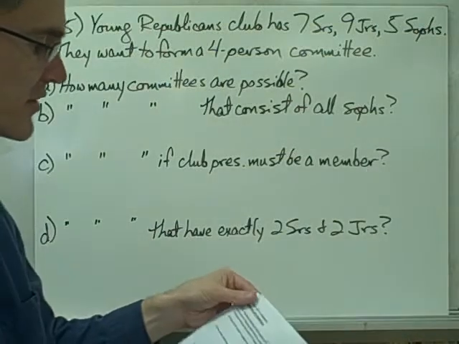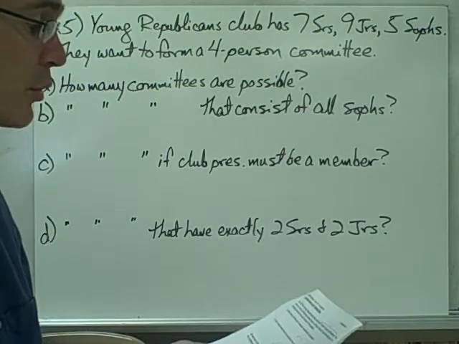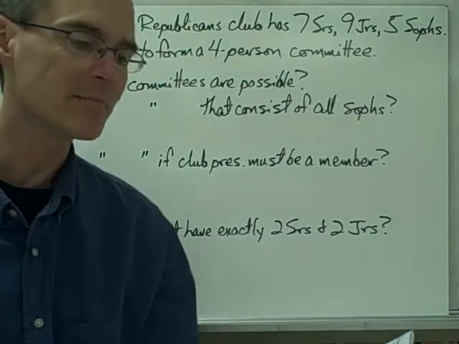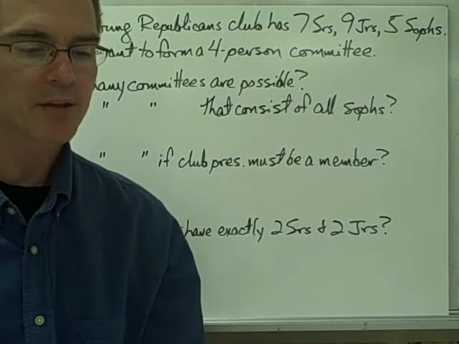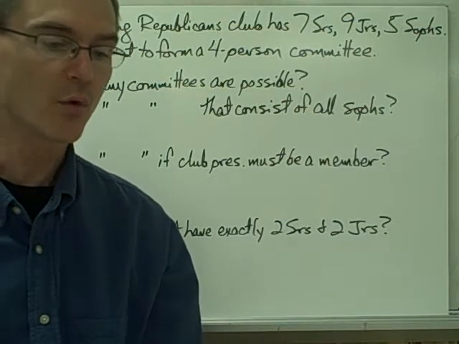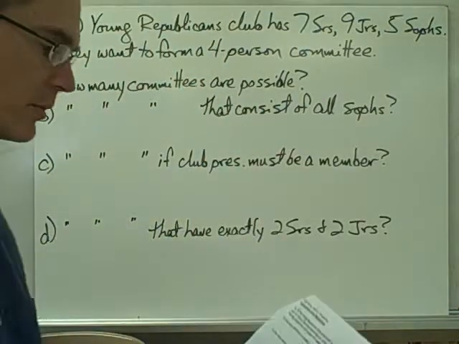Example number 5 says the Young Republicans Club consists of 7 seniors, 9 juniors, and 5 sophomores. They want to form a planning committee, that is with no officers, to plan their spring social. The planning committee will consist of 4 members. How many different committees are possible?